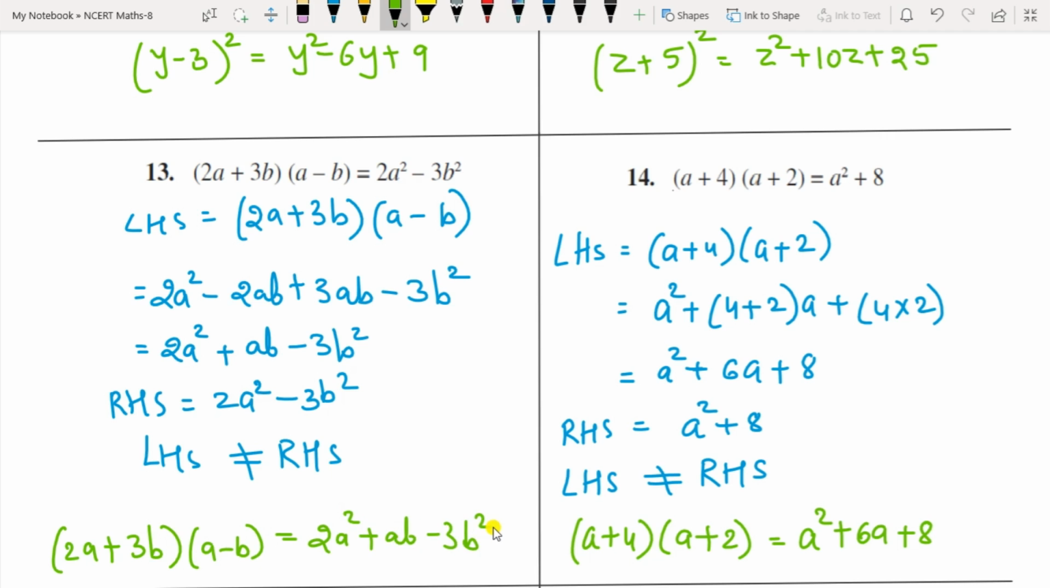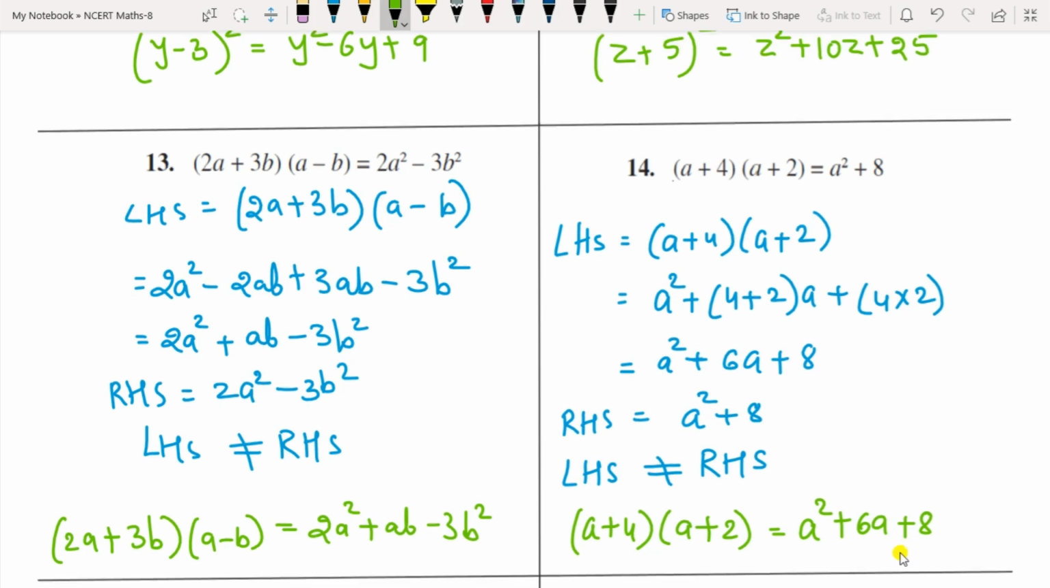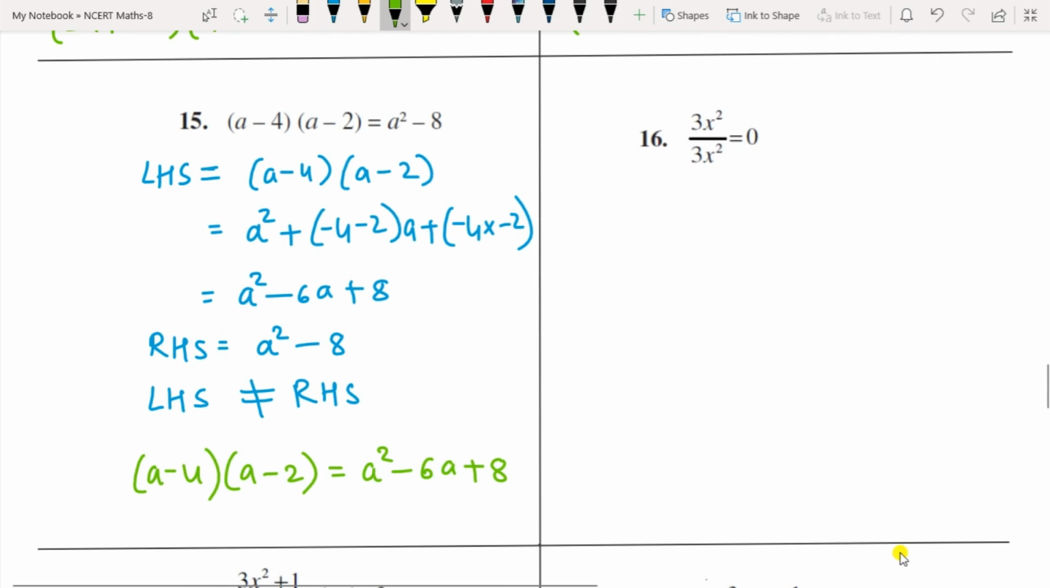A plus 4, a plus 2, a square plus 8. So, LHS is here a square plus 6a plus 8, but RHS is given as a square plus 8. So, this is the correct statement. It is necessary to just see how to solve the different type of sums. So, here also LHS equal to a minus 4, a minus 2.